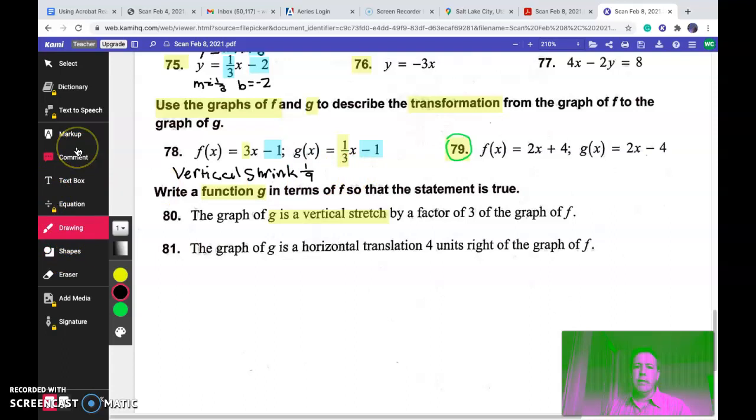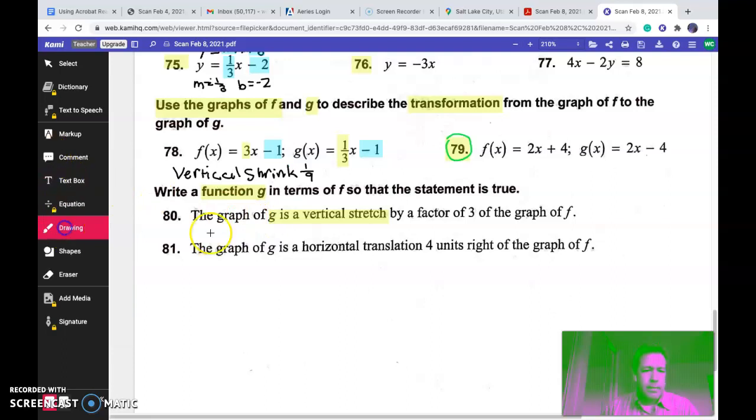Hi class, welcome back. Next we are going to look at problem 80, and for this one we're going to have a function g in terms of function f. How do you make it so it's a statement? Okay, in 80 the graph g is a vertical stretch. Remember that changes our slope to be higher by a factor of 3. Okay, so we're going to increase our slope by a factor of 3.